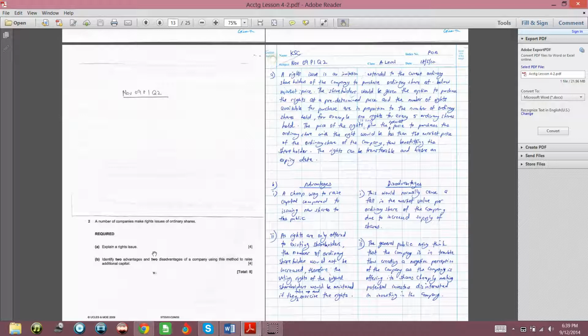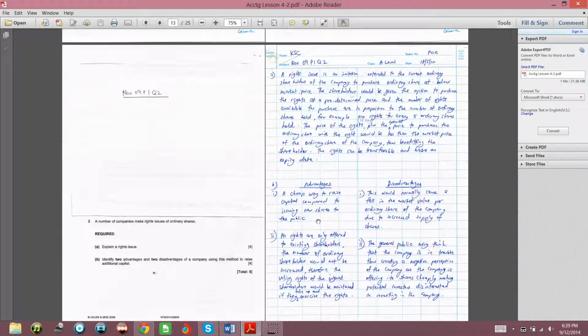Okay, identify two advantages and two disadvantages of a company using this method to raise additional capital. So sometimes to lay out, you just put one column advantages, disadvantages. So two advantages, one, and then you leave some space, put two. So rights issue, what's the advantage of rights issue? It's a cheap way to raise capital compared to issuing new shares to the public.